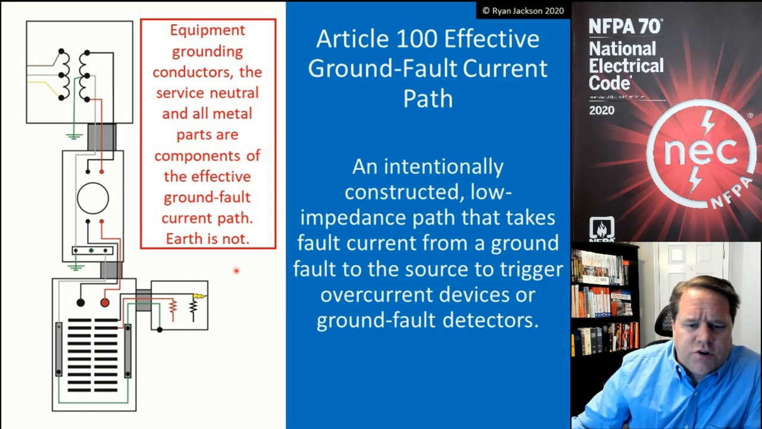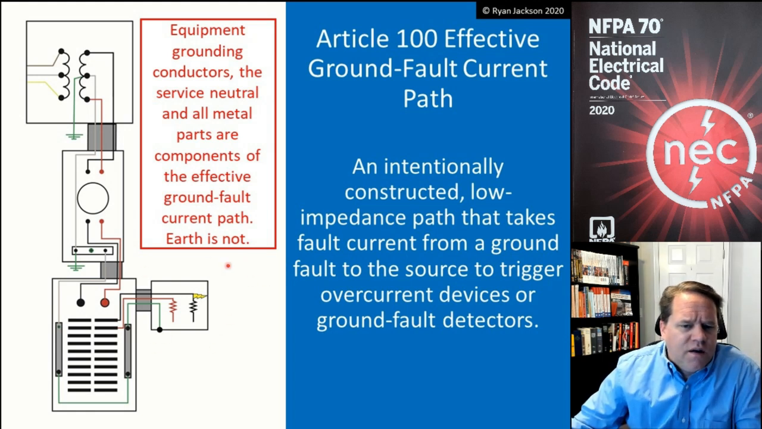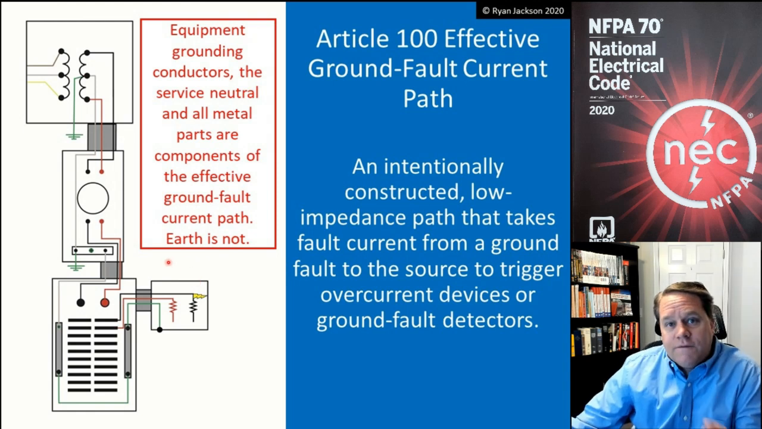Let's take a look at the picture here. I've got a ground fault here. Let's just call this a 240 volt resistance heater, so a baseboard heater. And line two has a fault. So the black conductor energizes the metal parts. So let's see how the fault current travels back to the source.